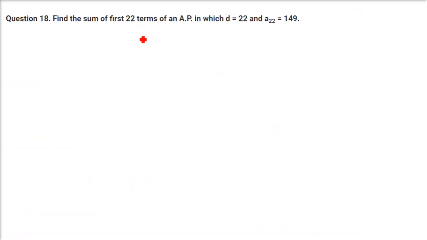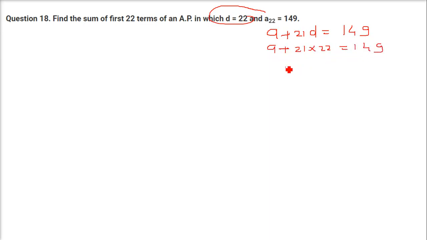Find the sum of first 22 terms of an AP in which D is equal to 22 and A22 is 149. So the sum of first 22 terms is this, D is this, A22 is 149. So let us use first this one. A22, that is A plus 21D, is equal to 149. D is given, so let us use D. A plus 21 into 22 equal to 149. A will be equal to 149 minus 21 into 22.